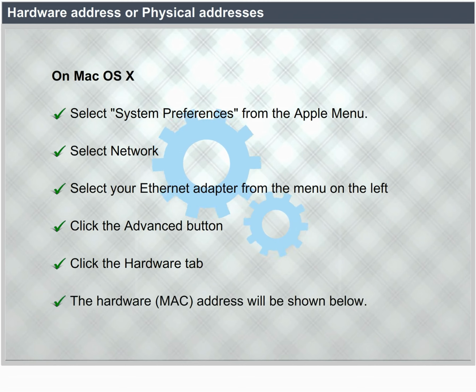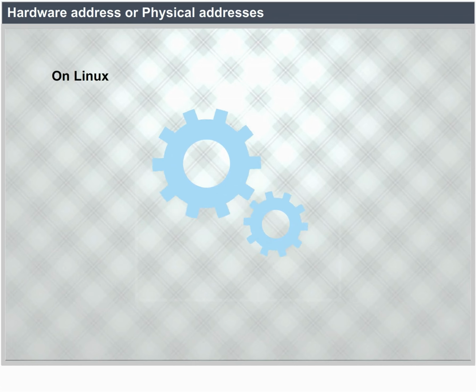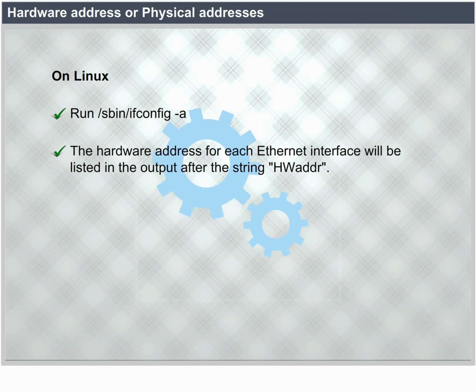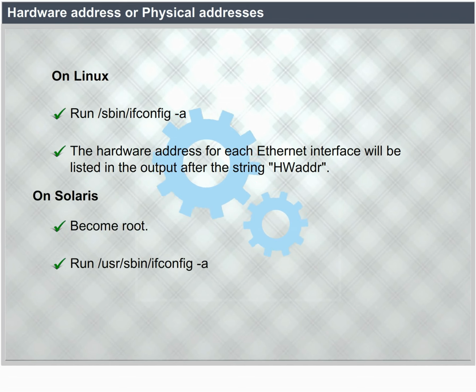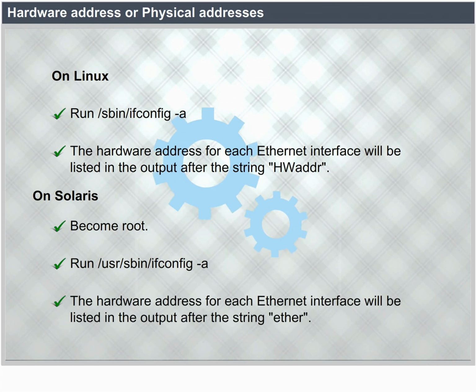On Linux, run /sbin/ifconfig -a. The hardware address for each Ethernet interface will be listed in the output after the string HWaddr. On Solaris, become root. Run /usr/sbin/ifconfig -a. The hardware address for each Ethernet interface will be listed in the output after the string ether.